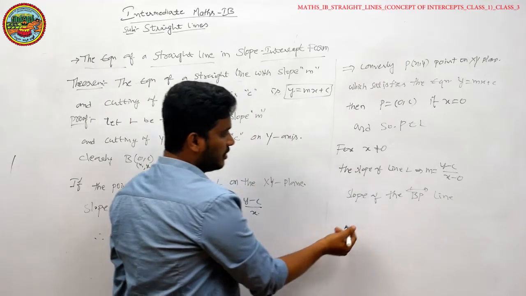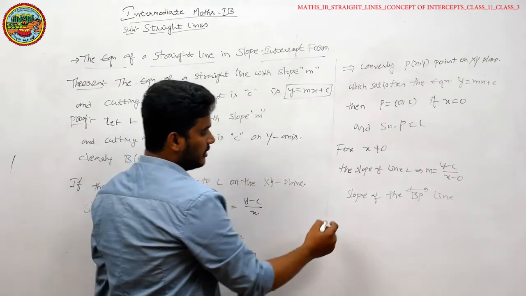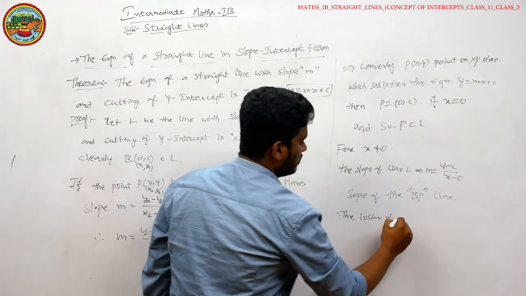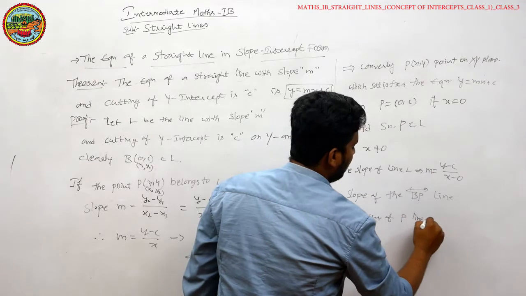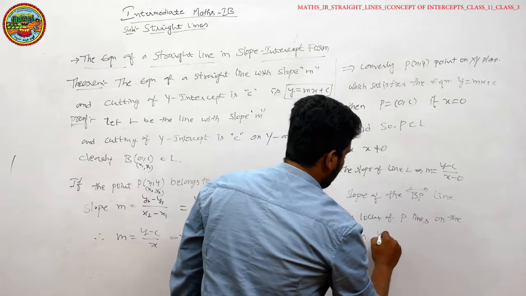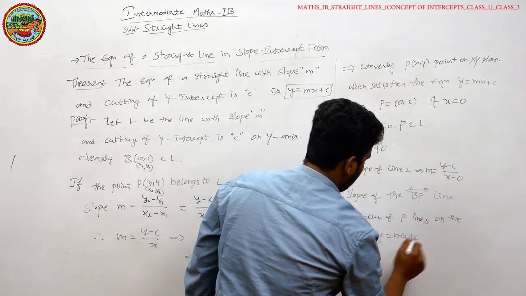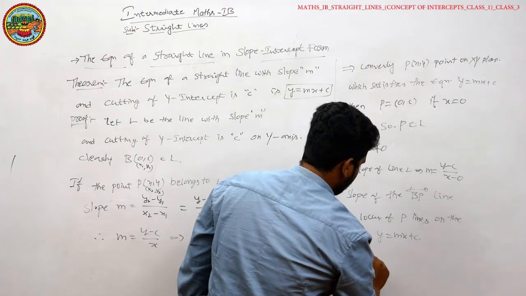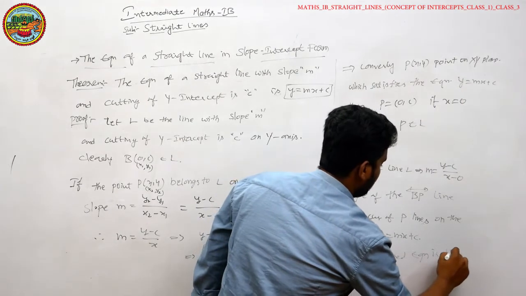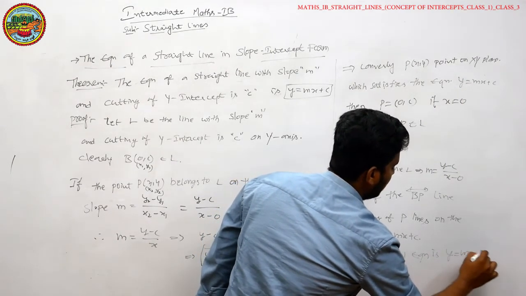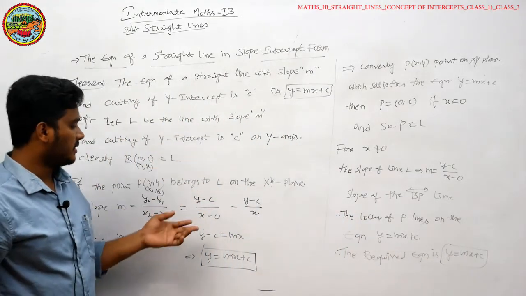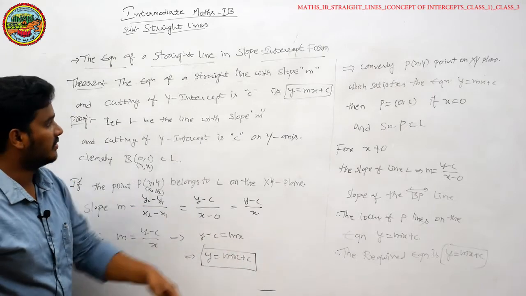So which lies on the xy plane, and therefore the locus of P lies on the equation y is equal to mx plus c. Therefore the required equation is y is equal to mx plus c. So here we take P: y is equal to mx plus c as the required equation.